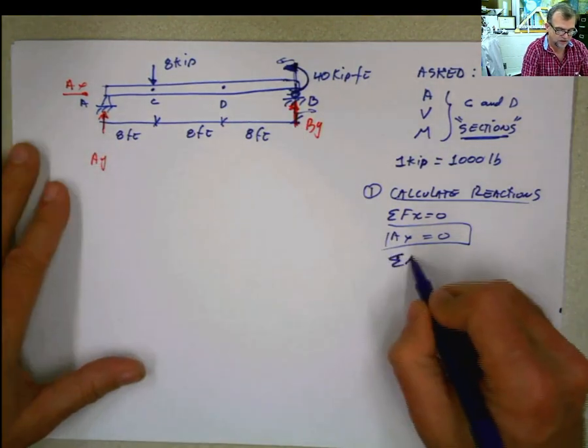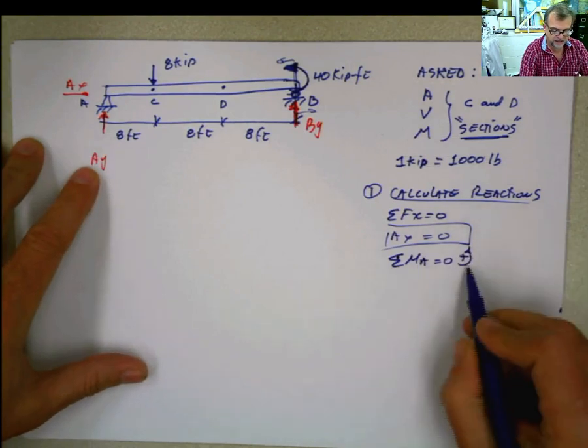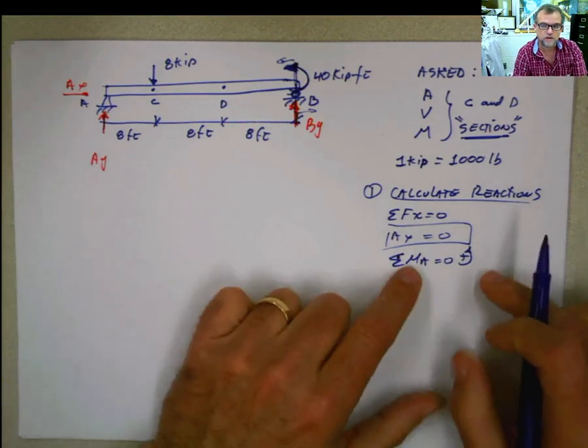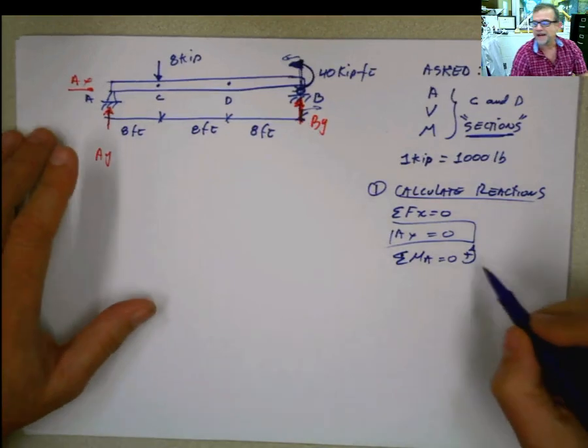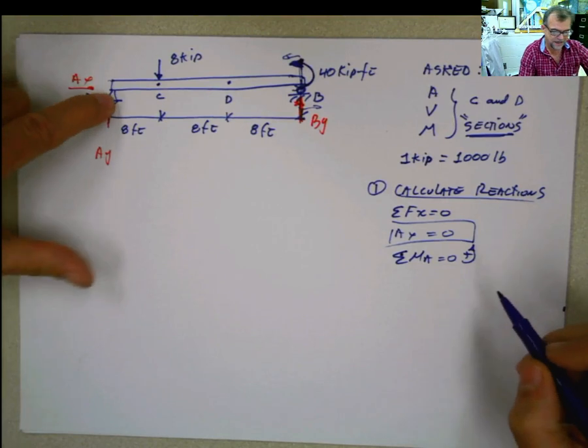So let's do summation of moments at A equals 0. I'm going to say this is positive. Oh, wait a second, but you just said something about it. Yeah, that's the convention for internal forces, not for summation of forces. That's different. Here, I assume anything that I want to assume, and I state it. Summation of moments at A equals 0.